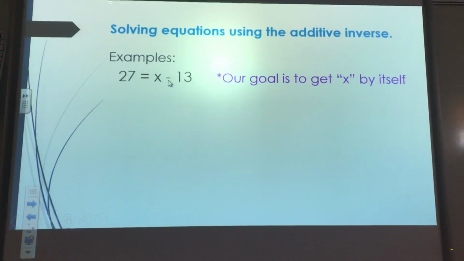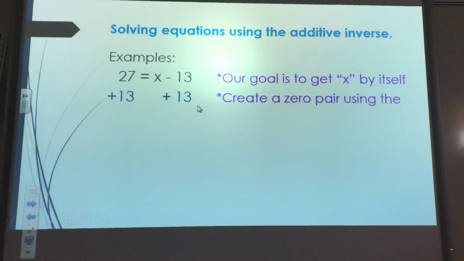So to create a zero pair with a -13, we need to have a +13, which would be the additive inverse. In other words, if we see a -13, we have to do the opposite. We have to have a +13, or an addition of 13, in order to create a 0. And again, whatever we do to one side, we must do the same exact thing to the other side of the equal sign. When we do this, 27 plus 13 gives us 40.